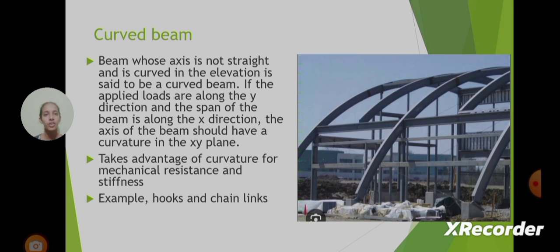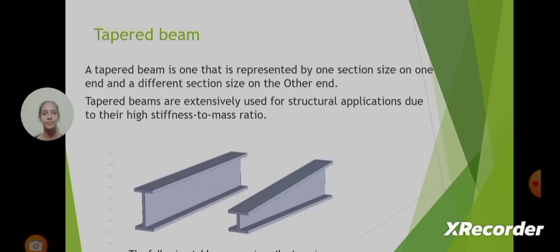Curved beam. A beam whose axis is not straight and is curved in elevation is said to be a curved beam. If the applied load is along the y direction and the span of the beam is along the x direction, the axis of the beam should have a curvature in the xy plane. It takes advantage of curvature for mechanical resistance and fitness. Examples: hooks and chain links.